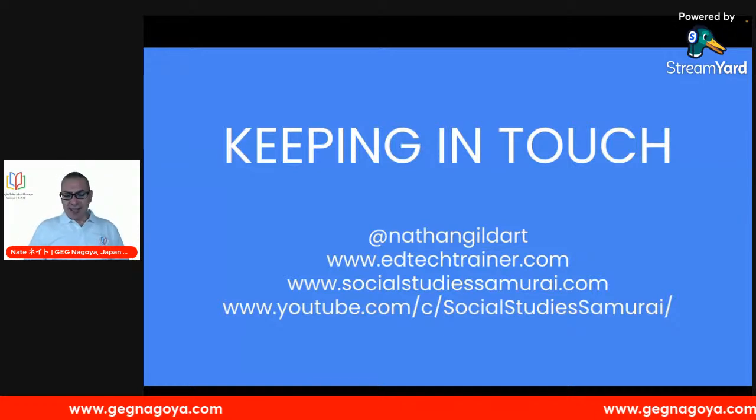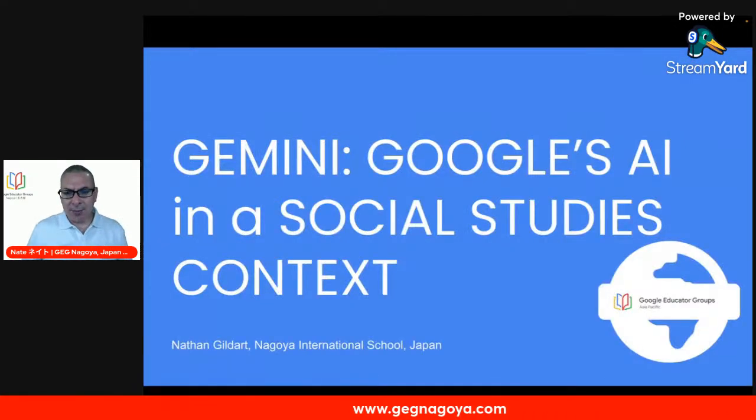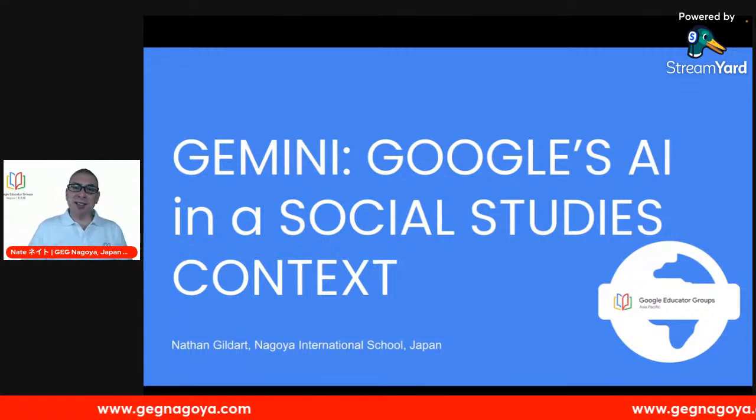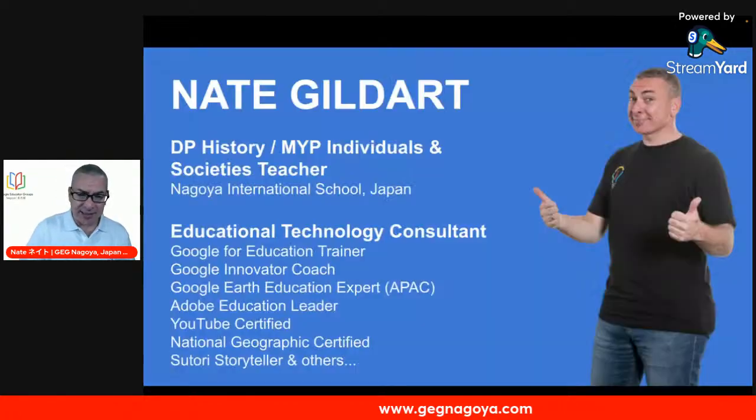All right, so that's it. Let's just go back to the top here. That was Gemini, Google's AI in a social studies context. Some ways that you can use it. Again, we have to think about academic honesty. We do have to think about copyright and all that kind of stuff.